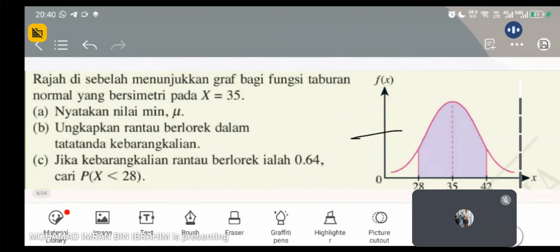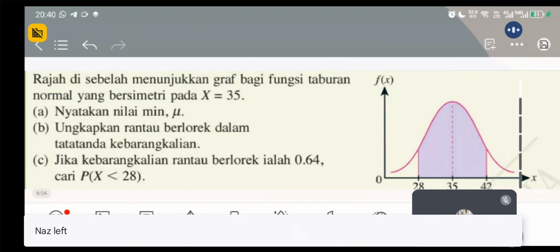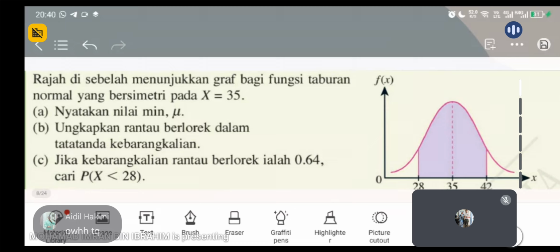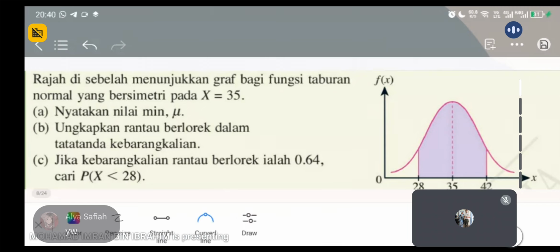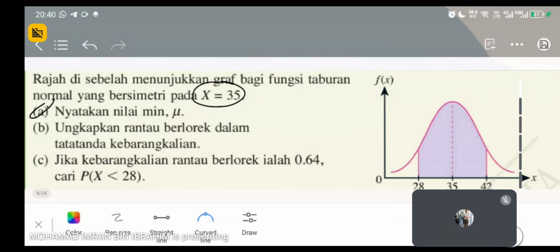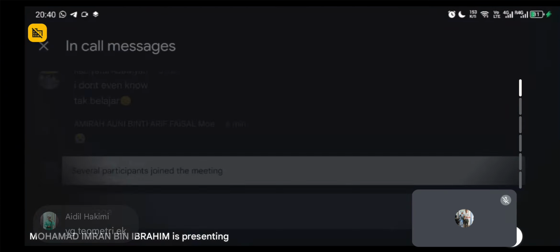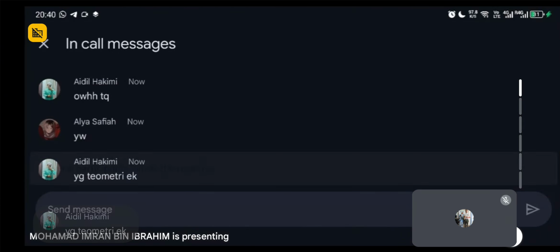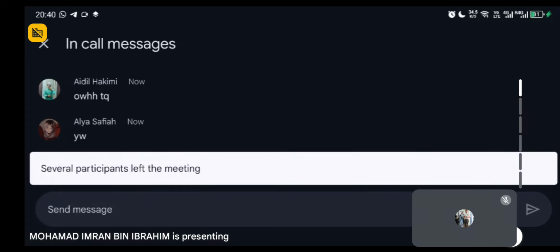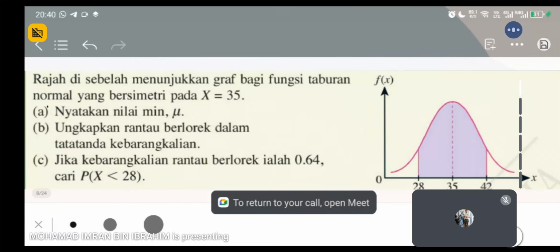So this is an obvious question. So what is mu? The graph on the side shows a normal distribution function that is symmetrical at x equals 35. After you just know this, x equals 35, you already get the answer, actually. But okay, what is the answer for A, guys? You guys know it, right? Yeah, correct.